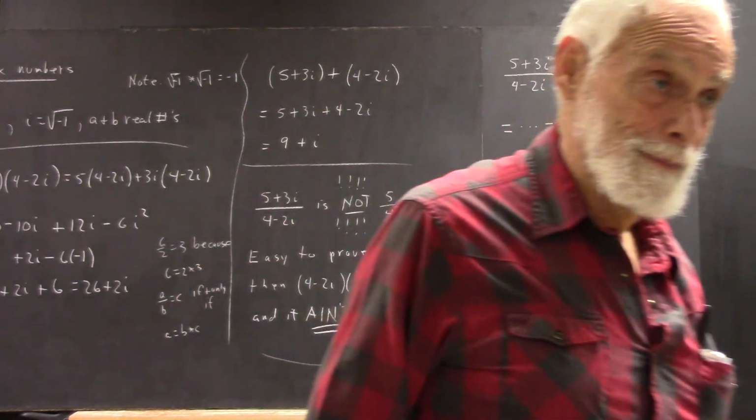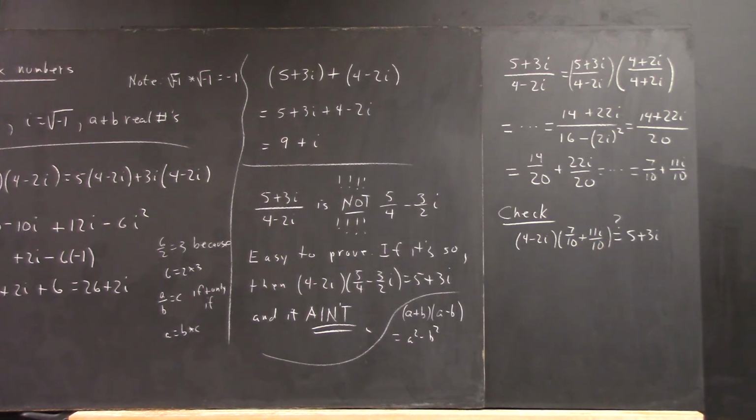I know you look at me funny. Do we have to write it like the 7 over 10 and 11 plus 11i over 10, or can we just leave it as 1? Leave it as 1. Like this? Like leave it as 1 fraction, split it over.